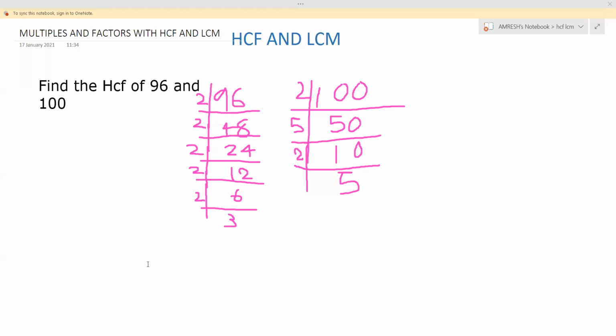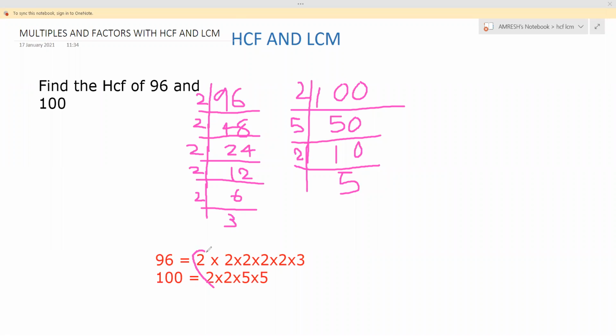Now we will write. 96: 2 into 2 into 2 into 2 into 2, five 2s and one 3. 100: 2 into 2 into 5 into 5. Okay, 2 into 2 into 5 into 5. Now let's check the common ones.